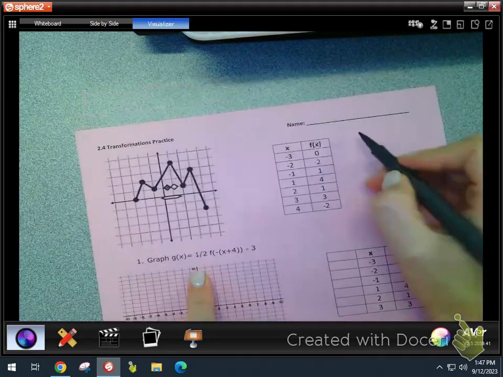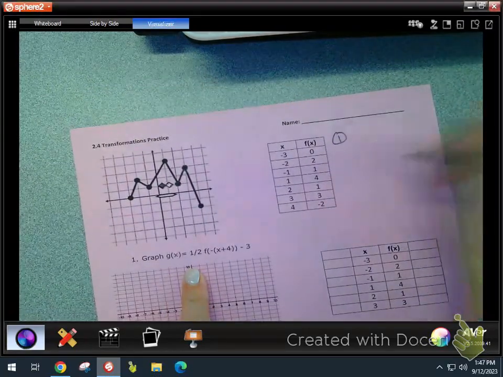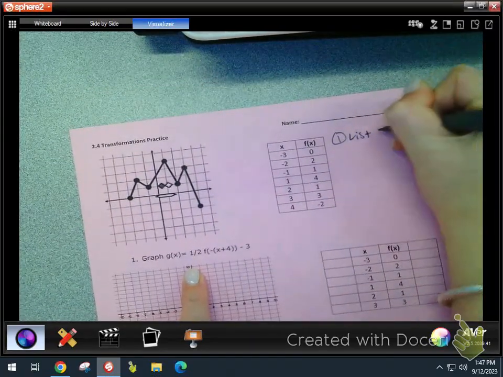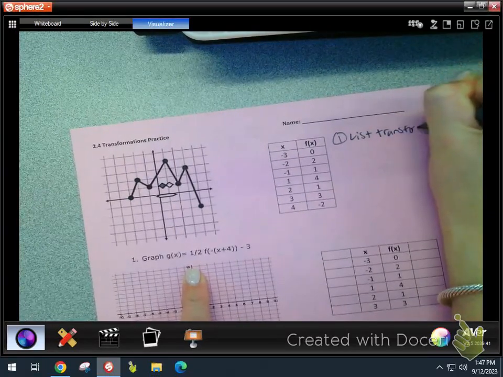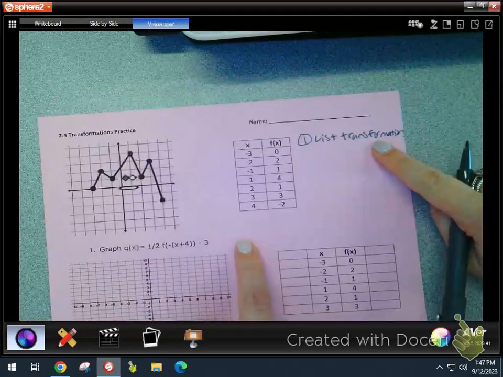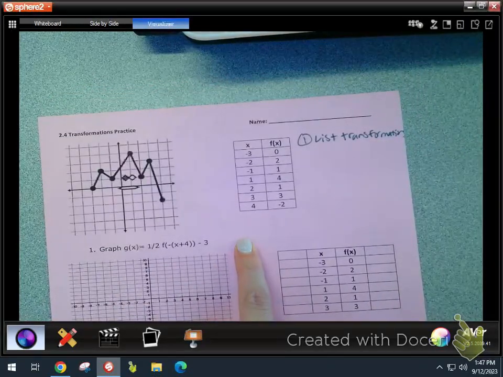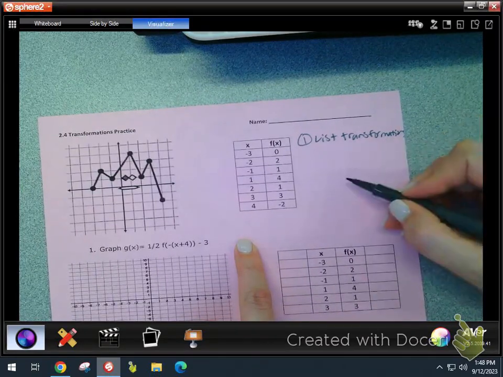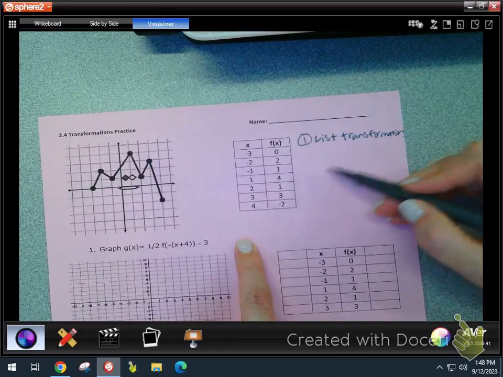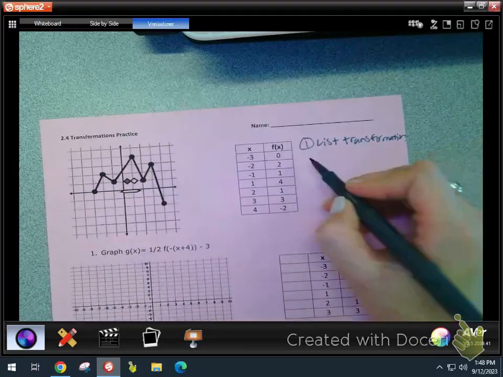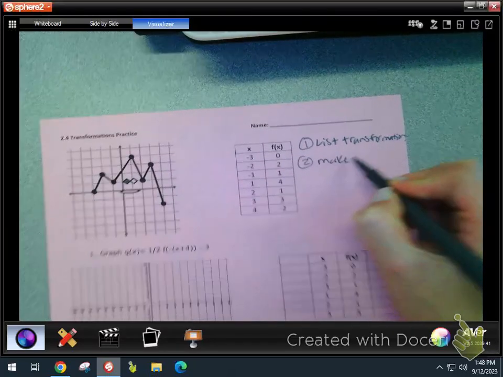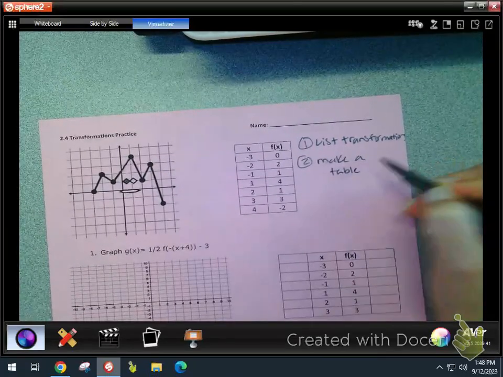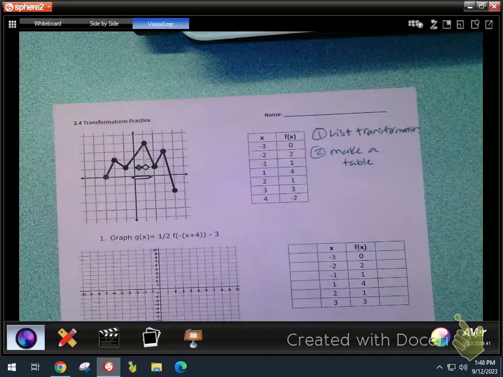Okay, here's what it's going to look like on your test. Your test is going to ask you to go through a list of things. It will ask you to list the transformations, so you need to practice doing that with these problems. Bullet point, bullet point, bullet point. List the transformations. Number 2, make a table. The table is already there, but it's a little bit different than how we did it in the notes, because I didn't look at it before I made it.